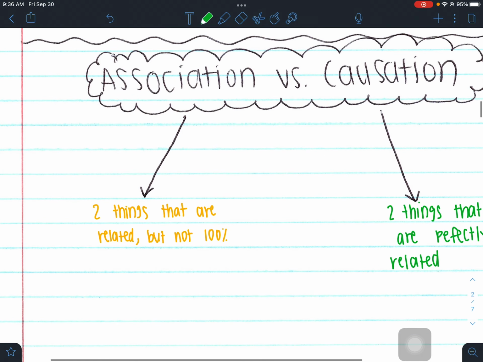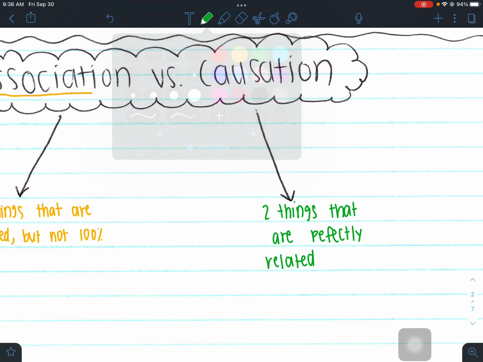And the way to kind of remember this is the word association. It has the word associate in it. They're associated with each other. They're related with each other. They're kind of familiar with each other. But it does not mean that these two things always have a relationship. Whereas the word causation has the key word cause, so it's going to cause it to happen 100% of the time.